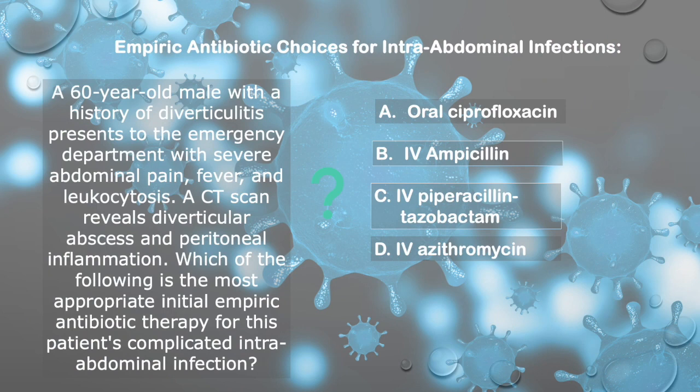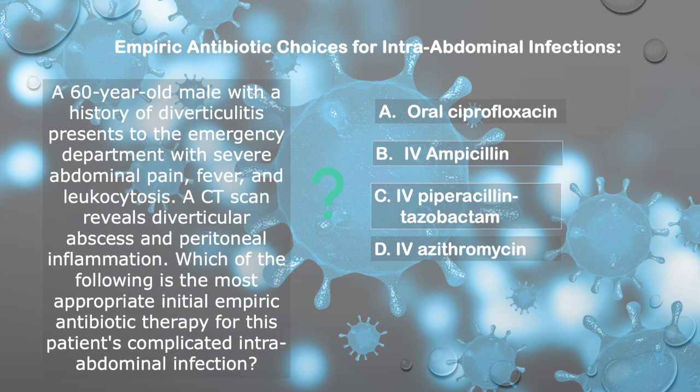A 60-year-old male with a history of diverticulitis presents to the emergency department with severe abdominal pain, fever, and leukocytosis. A CT scan reveals diverticular abscess and peritoneal inflammation. Which of the following is the most appropriate initial empiric antibiotic therapy for this patient's complicated intra-abdominal infection?